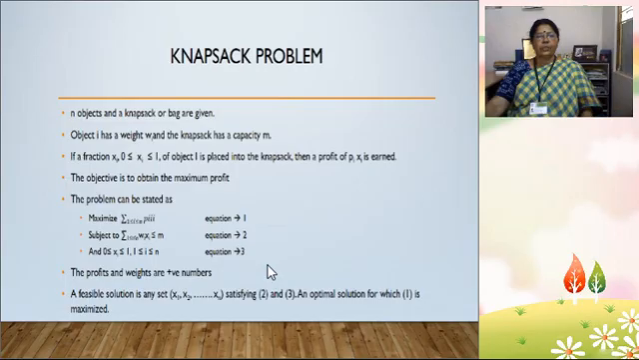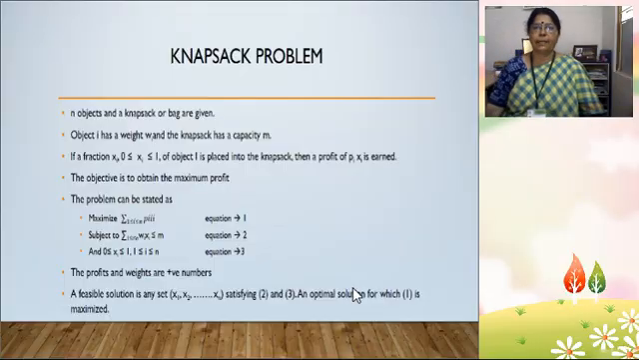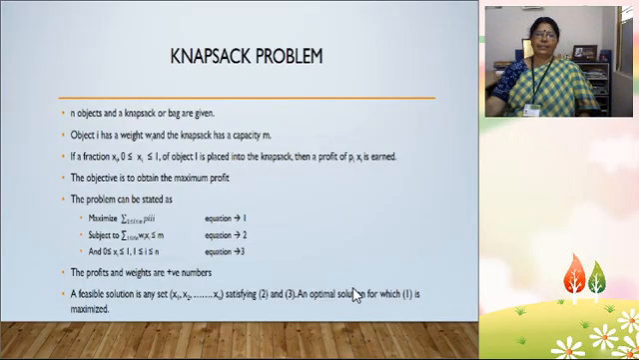Right? So what is the feasible solution here? A feasible solution could be any subset, say x1, x2 up to xn, satisfying equations 2 and 3. So a feasible solution is one that satisfies the conditions given in equations 2 and 3. An optimal solution is a feasible solution for which equation 1 is maximized. So the knapsack problem is a best example for applying the greedy method.